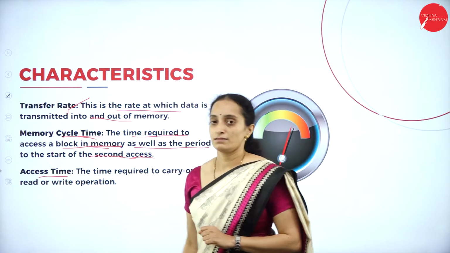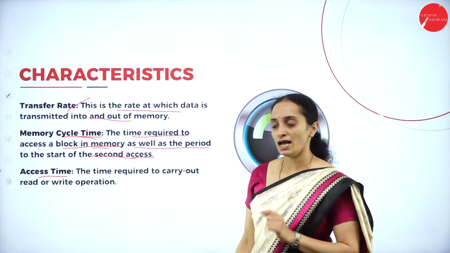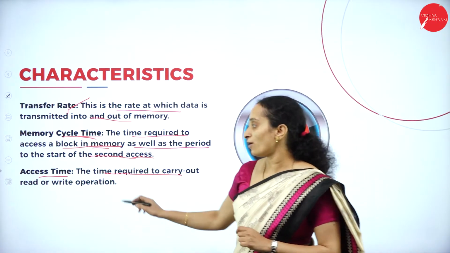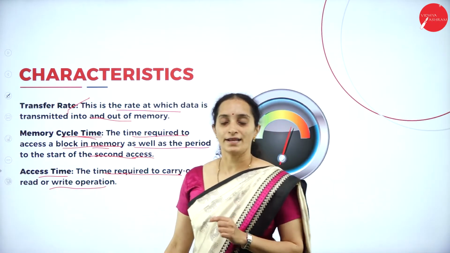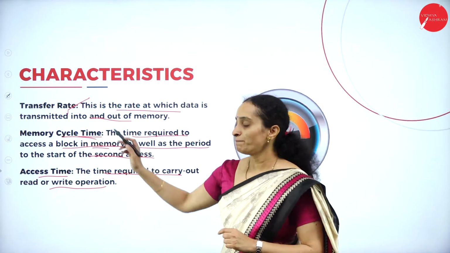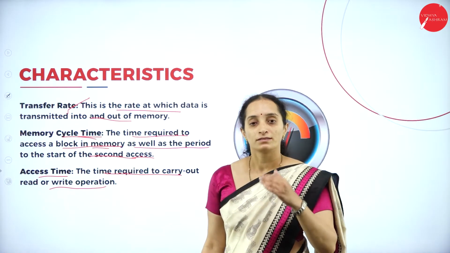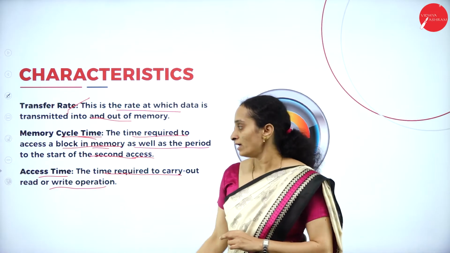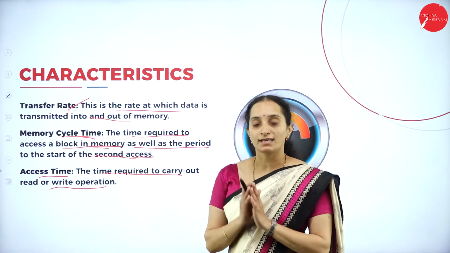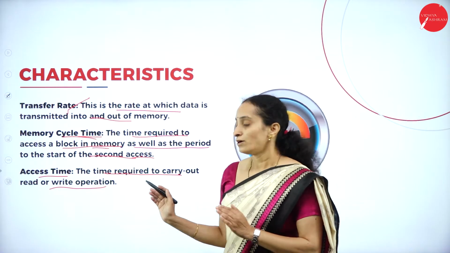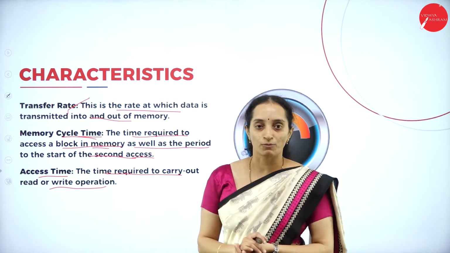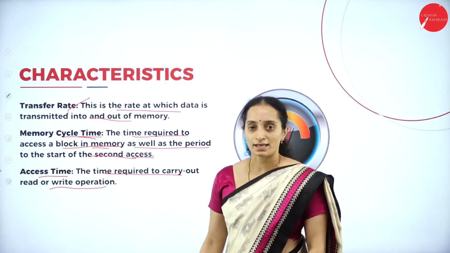The next parameter is the access time: the time required to carry out the read or write operation. Once the memory cycle begins, the processor is going to access the memory. While using the memory, the time required to carry out the read or write operation over the memory is called the access time.